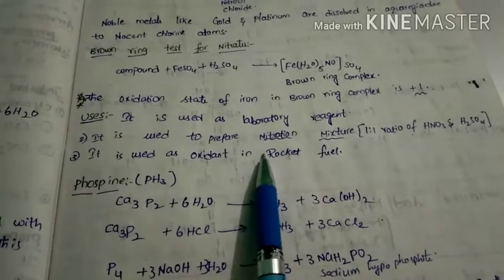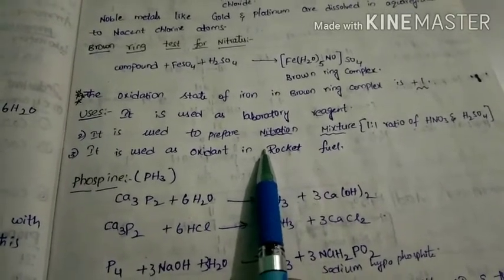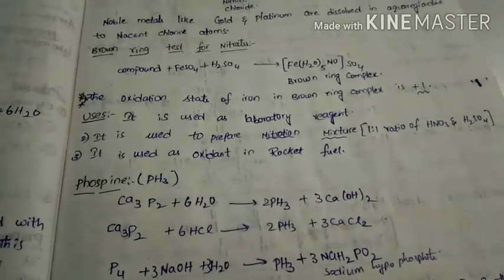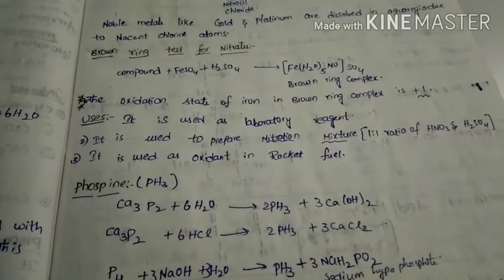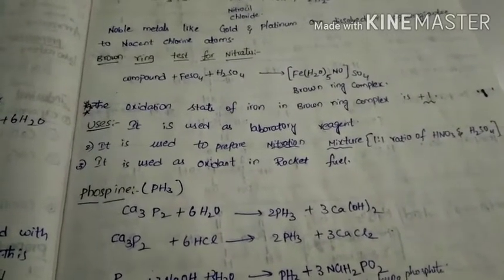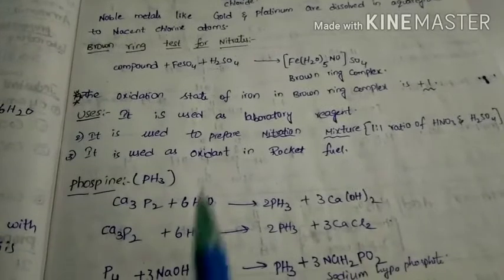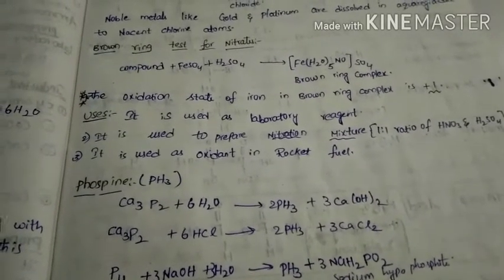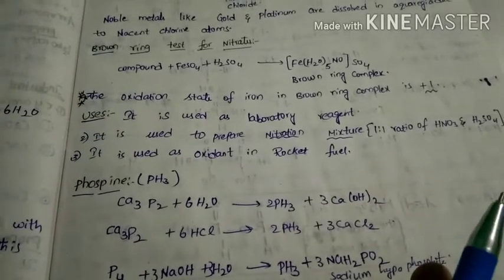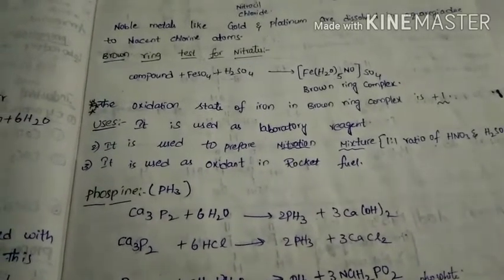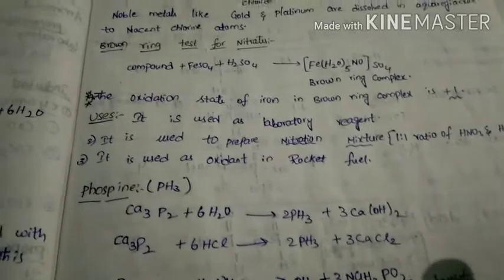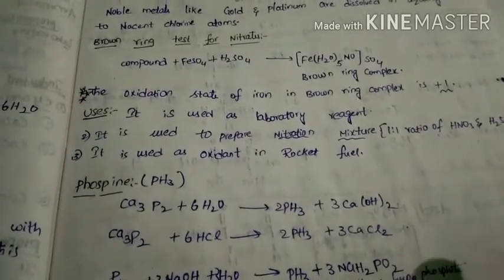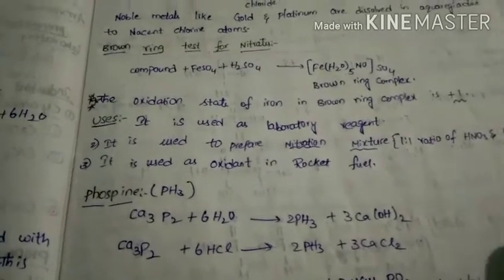So these are the uses of HNO3. So this is all about HNO3. The rest of the topics are not there in our syllabus in this year. So this is all about 15th group elements. In this chapter we have to learn only equations. We have to practice them. There is nothing to explain.